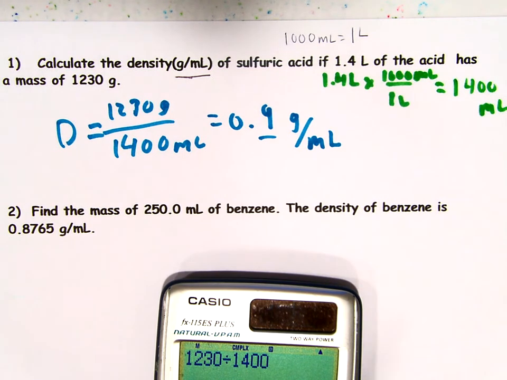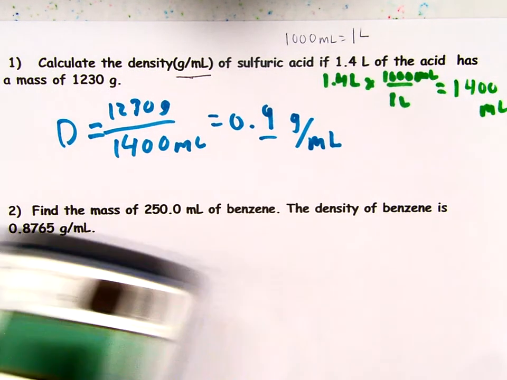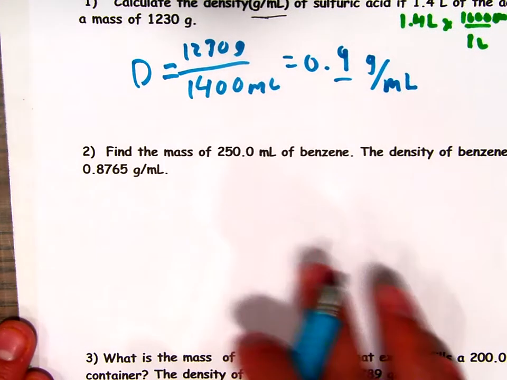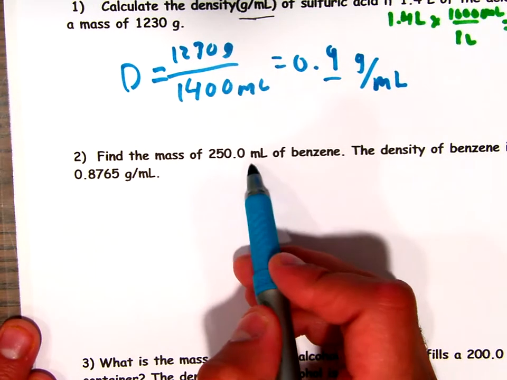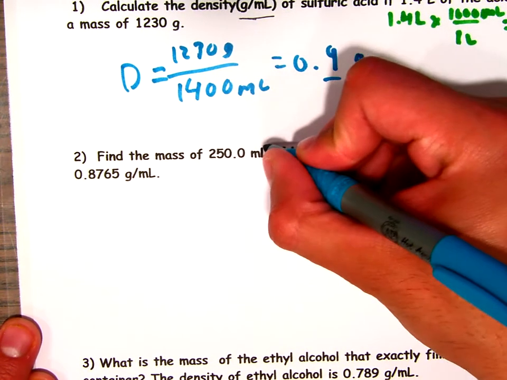All right, let's go ahead and go on to another problem. The second problem says find the mass of 250 milliliters of benzene. Okay, so our units are good there.